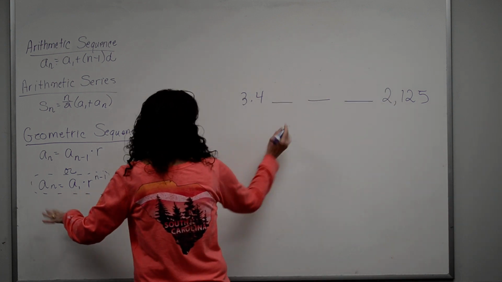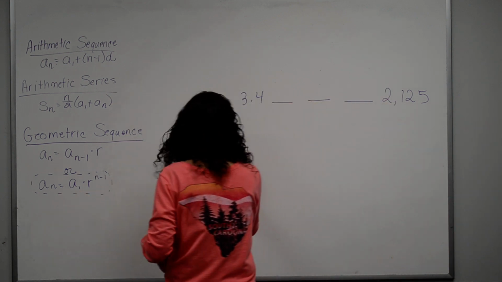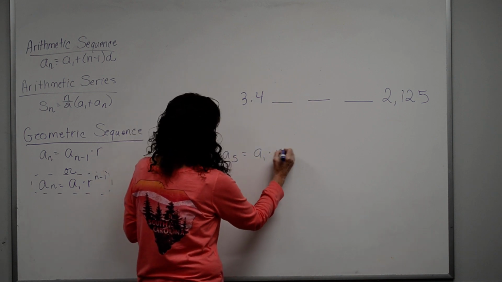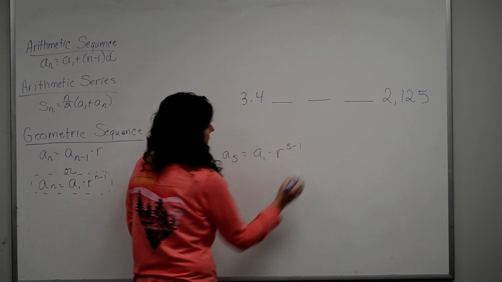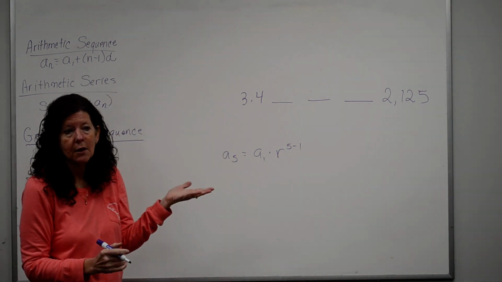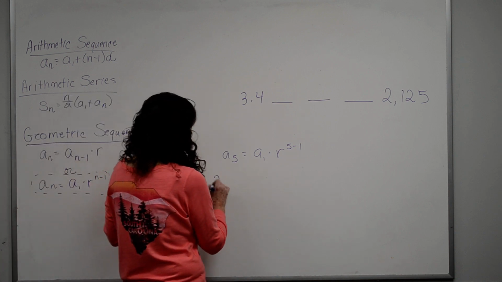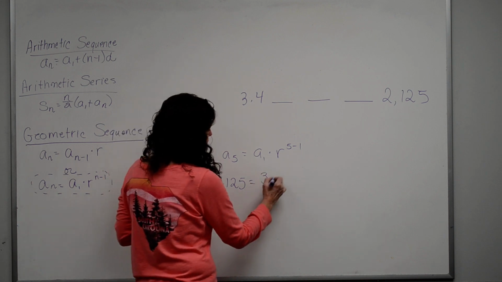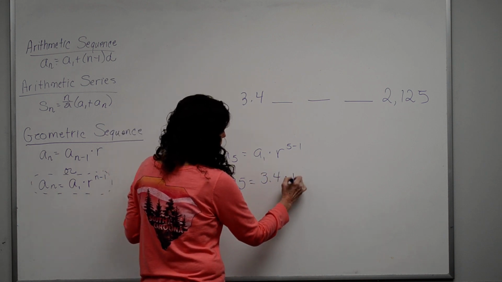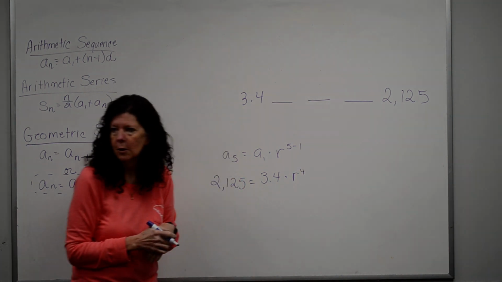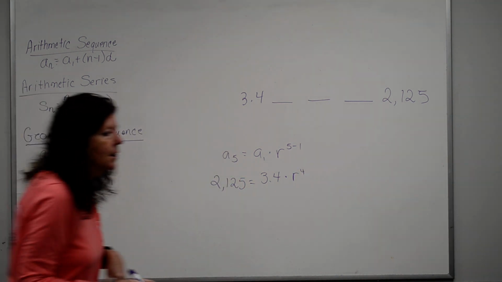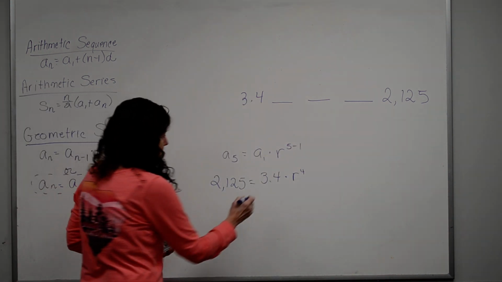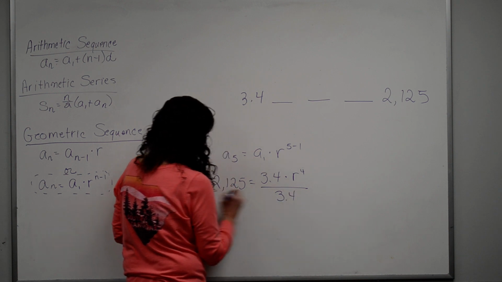Okay? So a sub 1, 2, 3, 4, 5. A sub 5 is equal to a sub 1 times r to the 5 minus 1. Okay? What I'm doing is I'm trying to solve for the r. So a sub 5 is 2,125. A sub 1 is 3.4 times r raised to the 4th power. You with me so far? I've just plugged in the blanks. So what do you think I'm going to do first? Divide. I'm going to divide both sides by the 3.4.